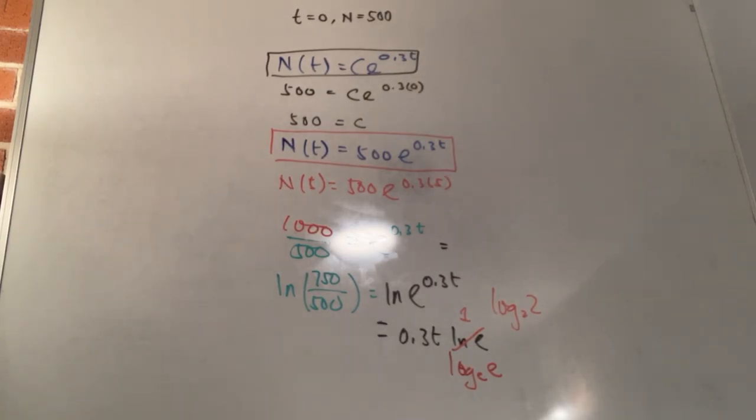Wait, why am I putting the 5? So that'd be 2 equals e to the power. And then ln 2 equals to ln e. So 0.3t ln e, cross that out.